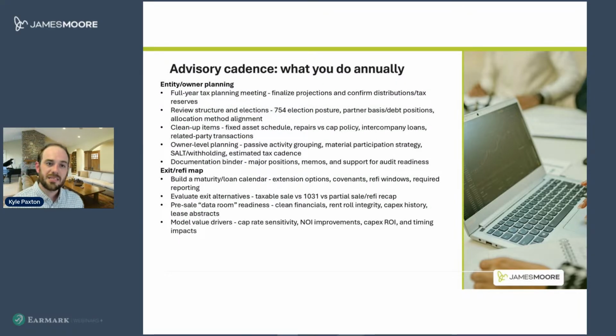Last but not least, I want to touch on annually. What does this look like, right? And so this gets back to that entity owner planning. So this is really where I'm digging into: do we have an estate plan together? What are our goals in terms of transition, exits? What significant investment changes are we trying to make? We do a deep dive into that full tax planning meeting.